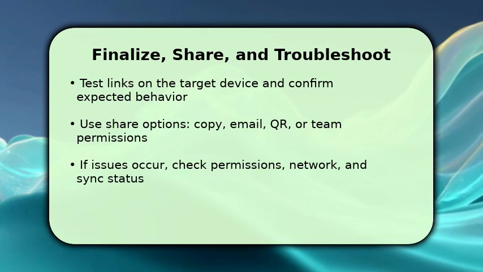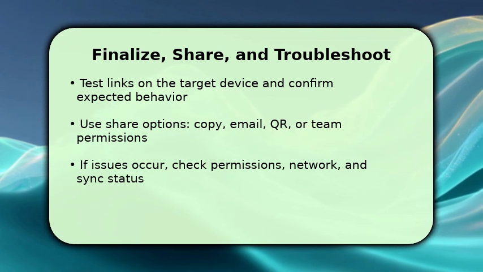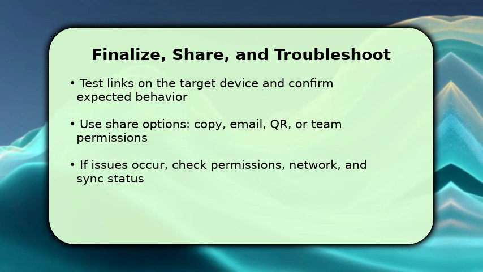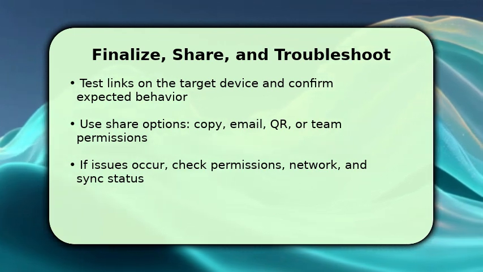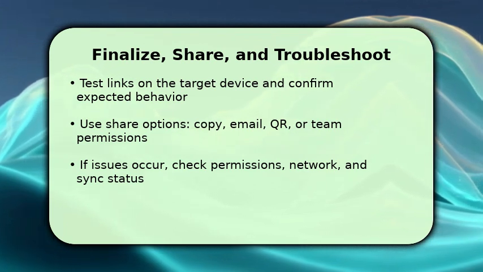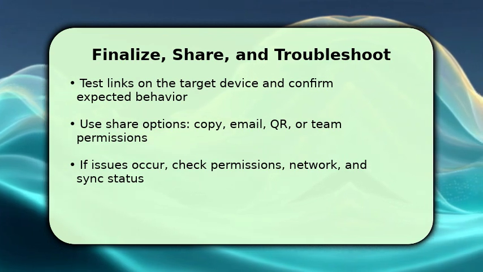To finish, test each link on the device where it will be used and confirm it opens the intended target. This validates permissions and paths. Then share via copy, email, QR code, or team settings depending on your audience, and make sure recipients have access rights. Finally, back up your workspace or export settings so you can restore quickly.